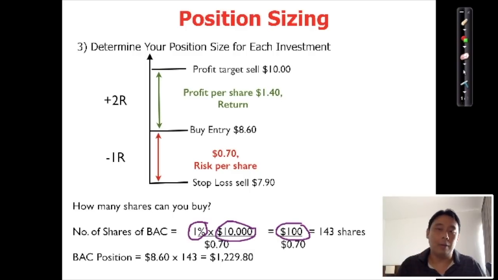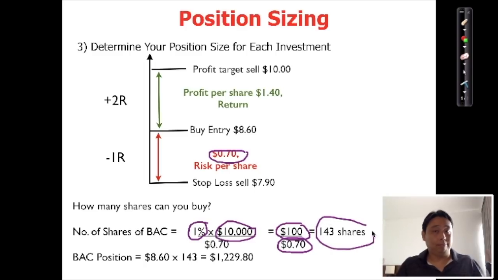Okay? Now, the risk per share is 70 cents. For every share you buy, you're risking 70 cents. So how many shares can you buy? Well, you take $100, which is the total risk, divide by 70 cents, which is the risk per share. So that gives you 143. There you go. So with this, you know that you can buy 143 shares of Bank of America.